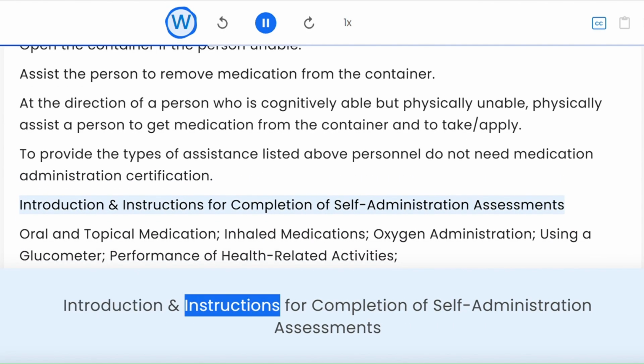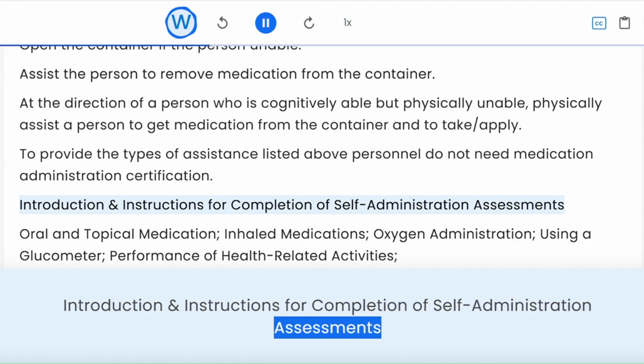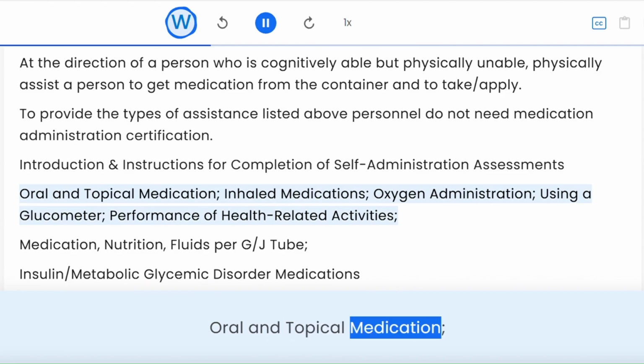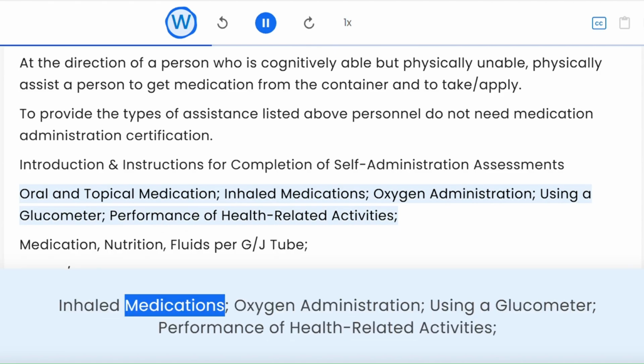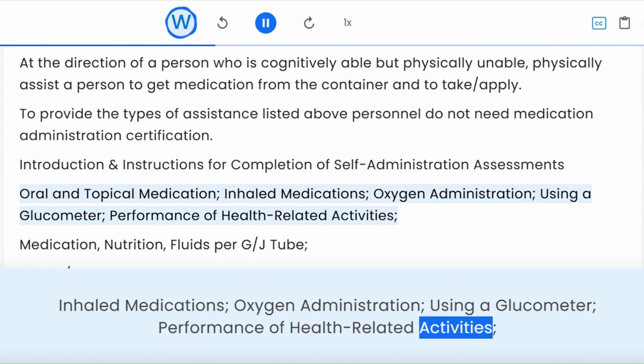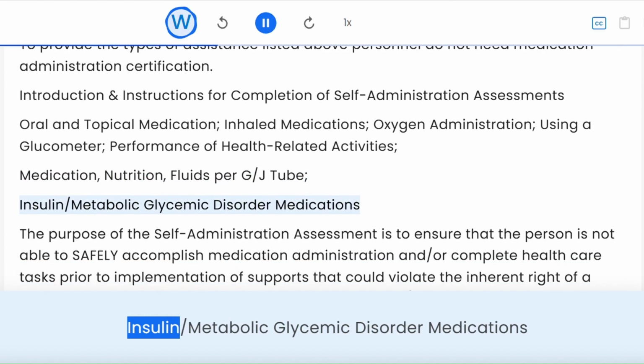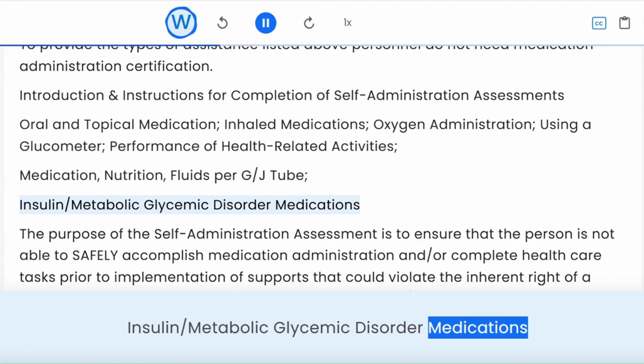Introduction and instructions for completion of self-administration assessments. Oral and topical medication, inhaled medications, oxygen administration, using a glucometer, performance of health-related activities. Medication, nutrition, fluids per GJ tube. Insulin, metabolic glycemic disorder medications.